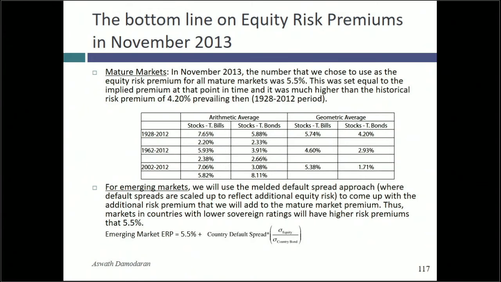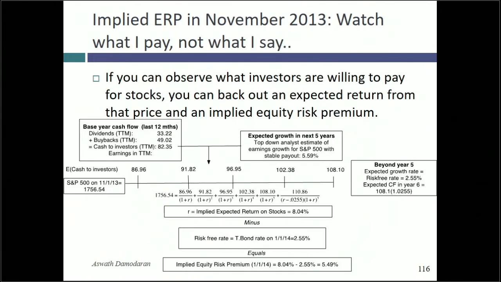I went with the 5.5% for a couple of reasons. One is, remember that standard error I showed you, and you can see it here as well, 2.33%? That's in the historical premium. Is there a standard error in my implied premium as well? Go back and look at the page.